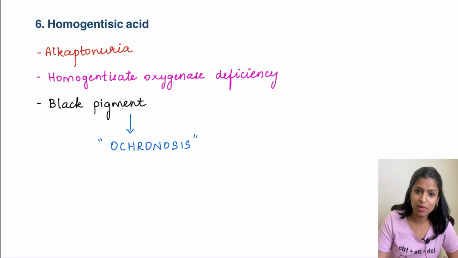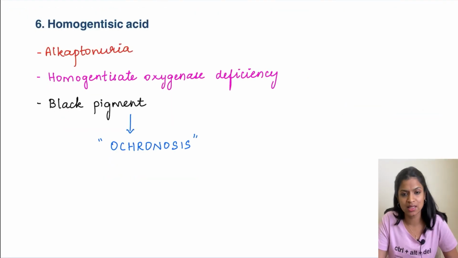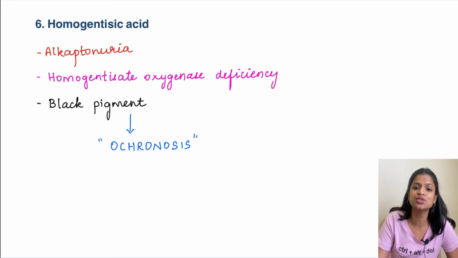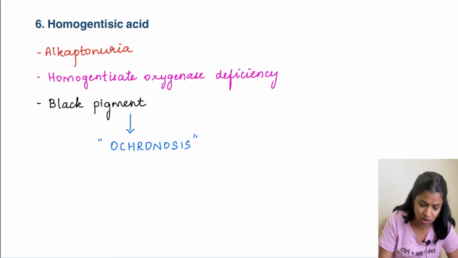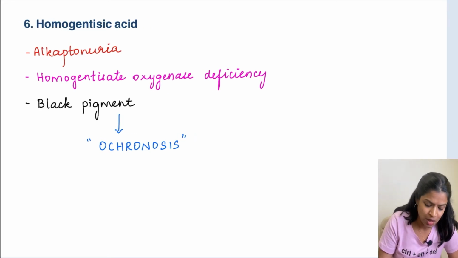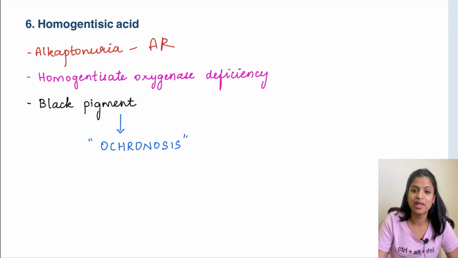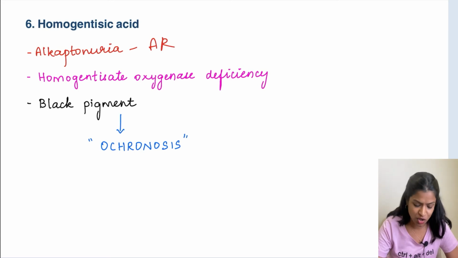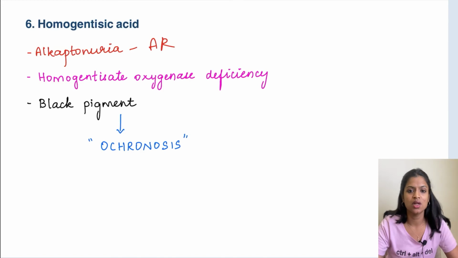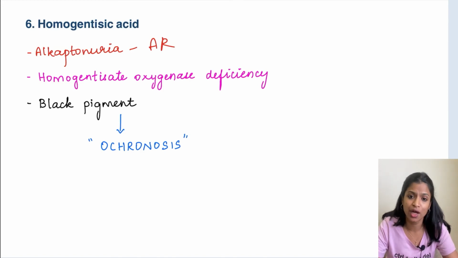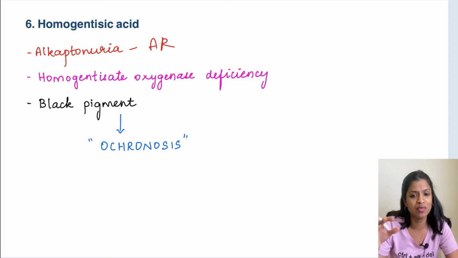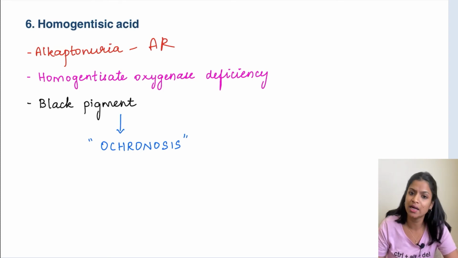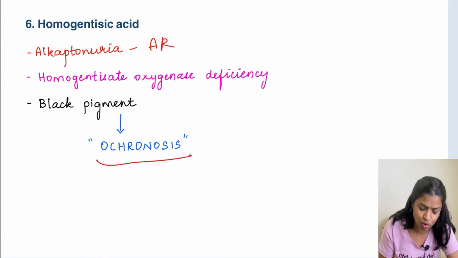The next pigment we'll be speaking about is homogentisic acid. It is also a black color pigment which results from an autosomal recessive condition called Alkaptonuria. In Alkaptonuria there is an enzyme deficiency, and it is an inherited disorder. The enzyme which is deficient here is homogentisate oxygenase. Because of this, the homogentisic acid is getting accumulated, and this accumulated homogentisic acid is going to get deposited in various places like skin and cartilage, and that is called Ochronosis.